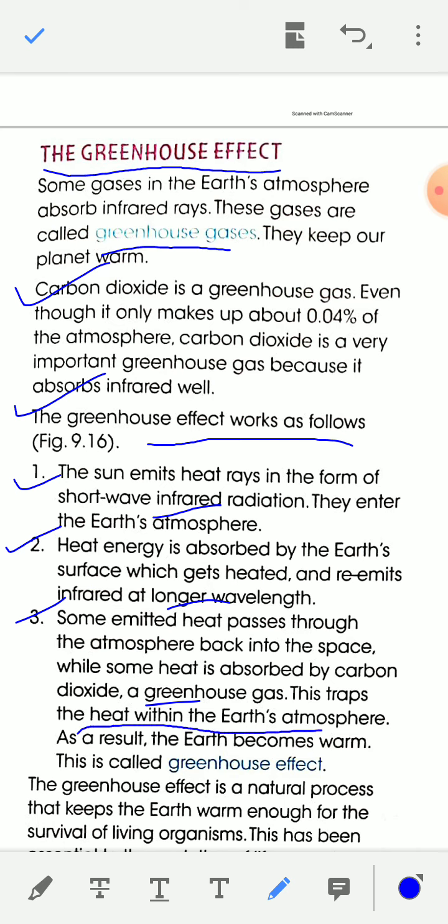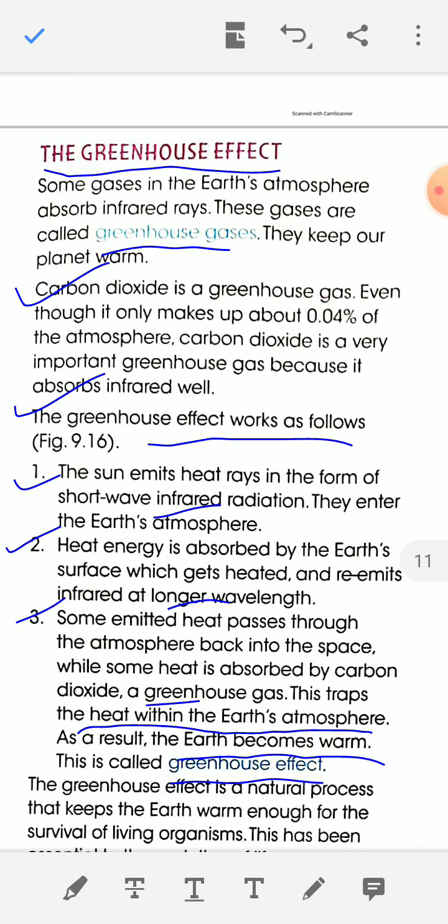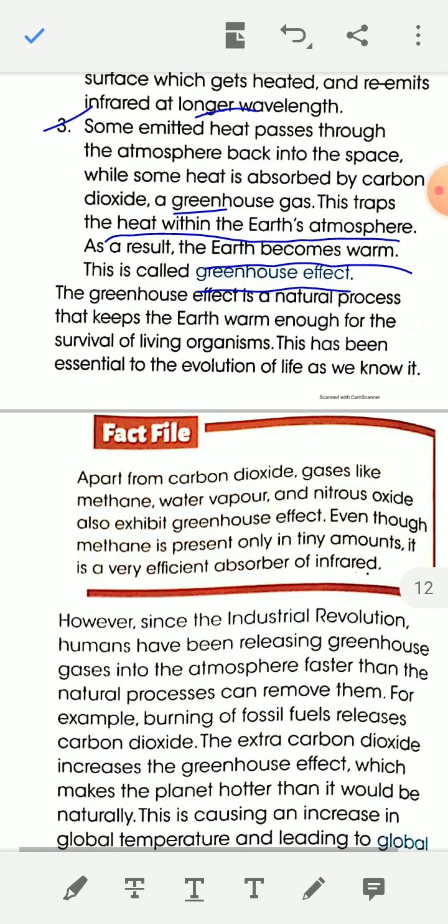And this traps heat within the Earth's atmosphere. As a result the Earth becomes warm, and this is known as the greenhouse effect. So what is the greenhouse effect? This is the heating of the Earth's atmosphere due to the presence of carbon dioxide and other greenhouse gases in the atmosphere. The greenhouse gases can absorb the emitted heat in the atmosphere.